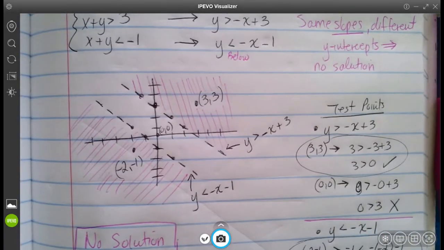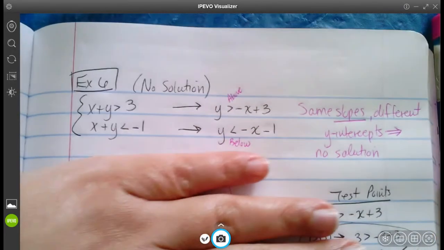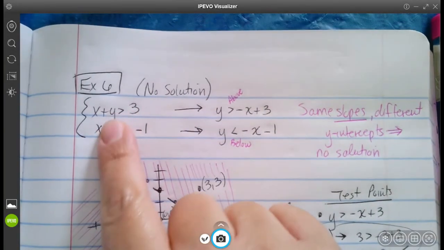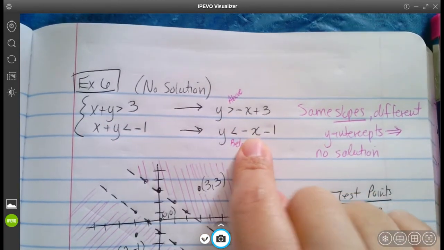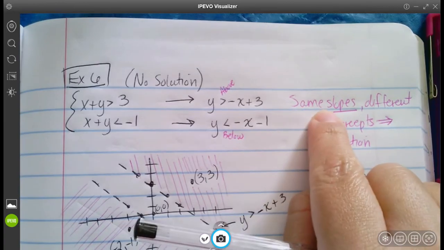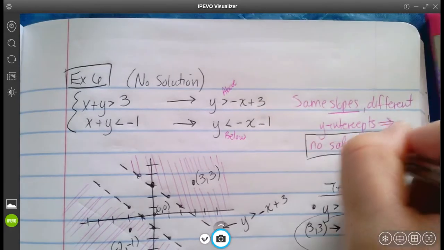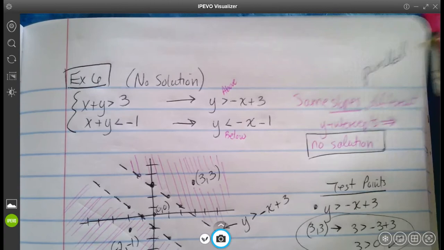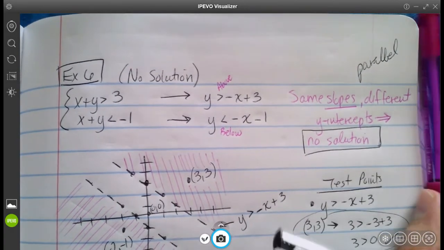Last but not least, guys, this is just a lot of stuff for you to copy, so I just want to go over it real quickly. This is another example, where there's basically no solution. We did the same thing as before. We changed them to linear slope-intercept form, and you can see here that the slopes are the same, but there are different y-intercepts. When that happens, we know that the lines are parallel, which means that there's no solution. They don't cross at all. No solution. Sorry, I said that wrong.